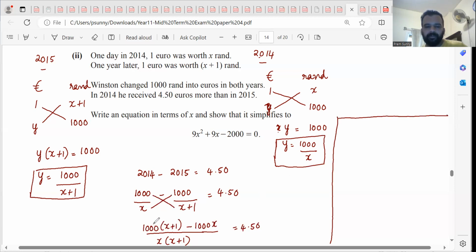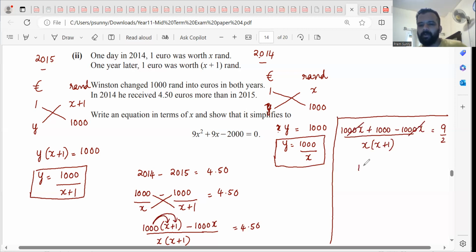Now 1000 into x plus 1, we need to expand the bracket. 1000 into x is 1000x, 1000 into 1 is 1000. So we get 1000x plus 1000 minus 1000x, the whole thing divided by x into x plus 1, equal to 4.5, which can be written as 9 by 2. 1000x and minus 1000x get cancelled. What we have here is 1000 divided by x into x plus 1 equal to 9 by 2.